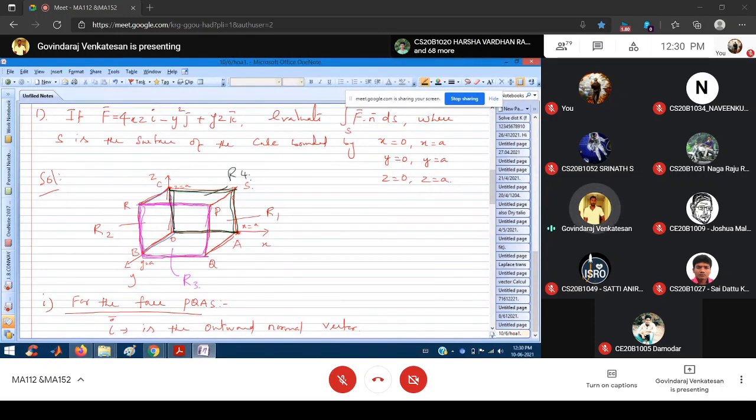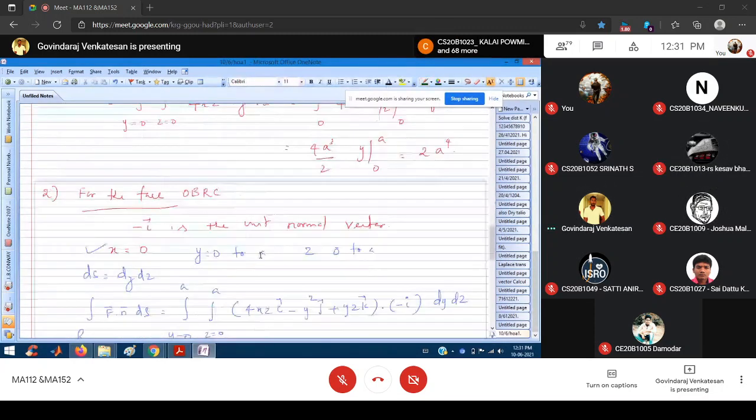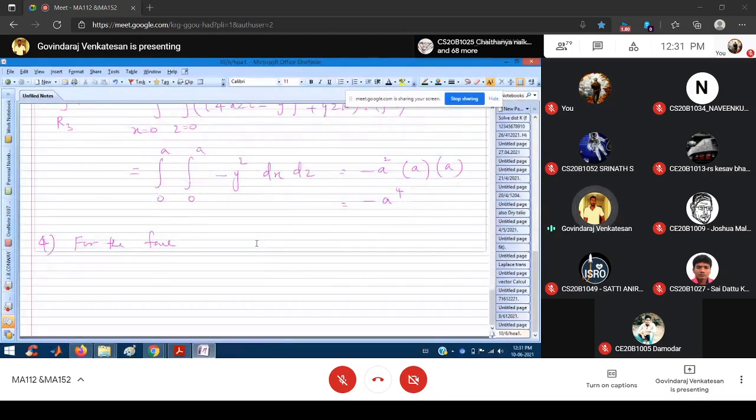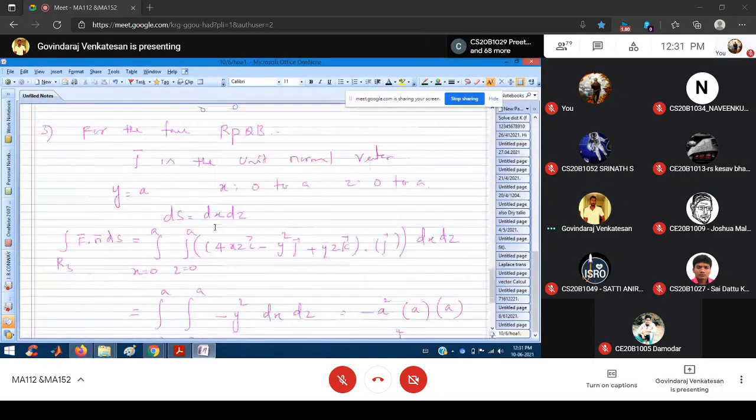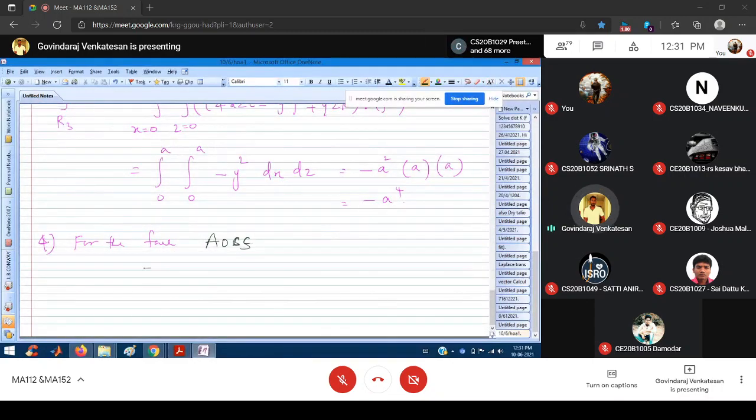So what is the normal vector for R4? Minus j vector. Very good. So just apply. I am on the face AOCS. So minus j is the unit normal vector.